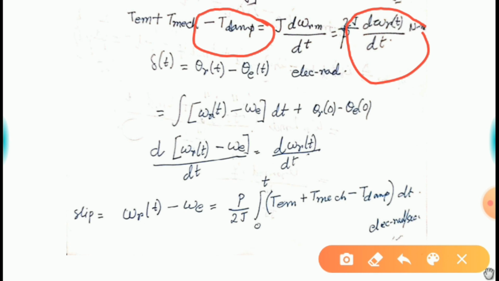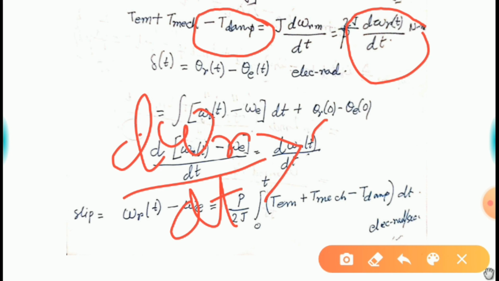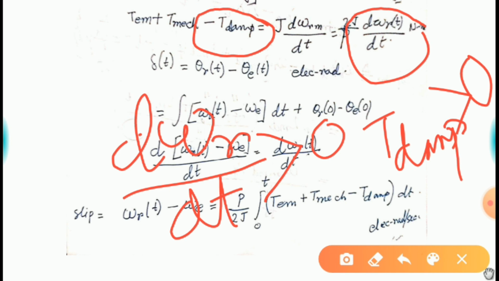That means whenever your d omega dt is greater than 0, then this T damp is also greater than 0, and this T damp greater than 0 means your total change will be reduced. And similarly, when d omega dt is less than 0, you will have a less than 0 term here, and that will also try to control the rate of change of d omega dt. Okay. In our next video, we'll see how we can have the transient model for our system, right?